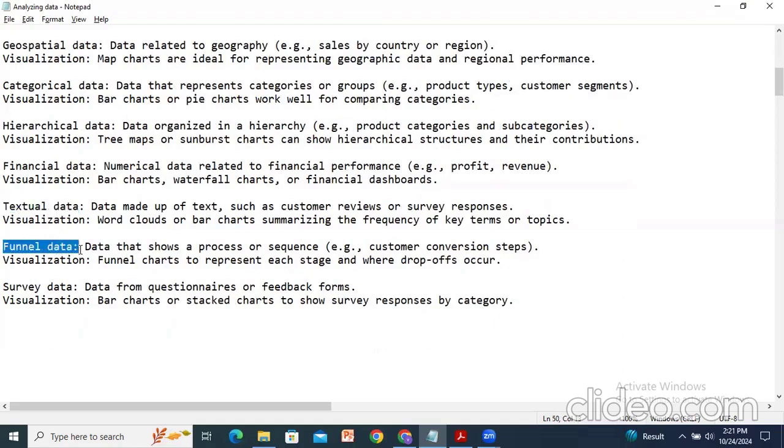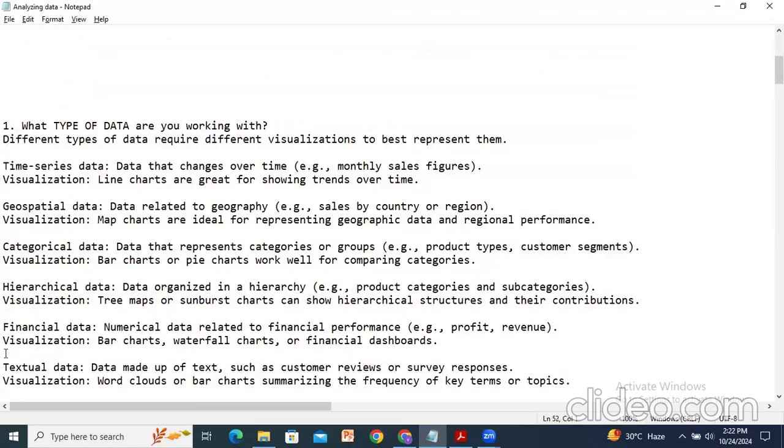Next, we'll go with funnel data. Funnel data is mainly customer conversion steps, like a process or a sequence. These funnel charts represent each stage and where people drop off. Next, survey data. For survey, we take a questionnaire or feedback. When we take the questionnaire or feedback, this data we visualize by using a bar chart or stacked charts, which is the best category to visualize. This is the way we have to visualize the data.